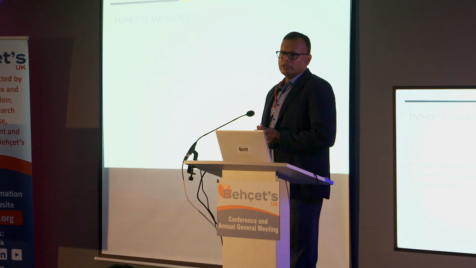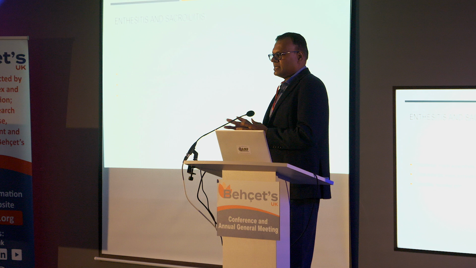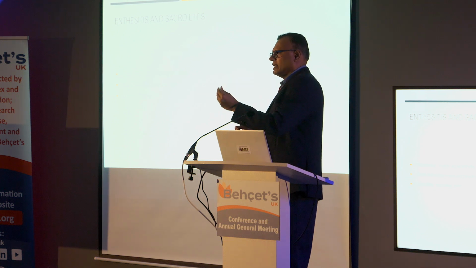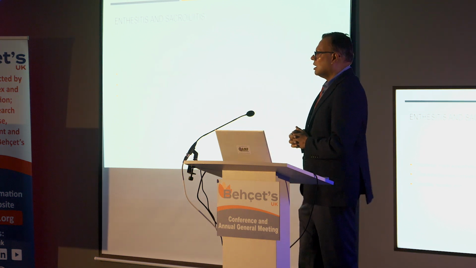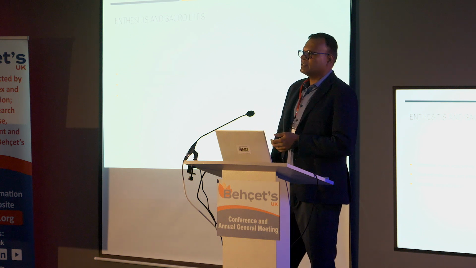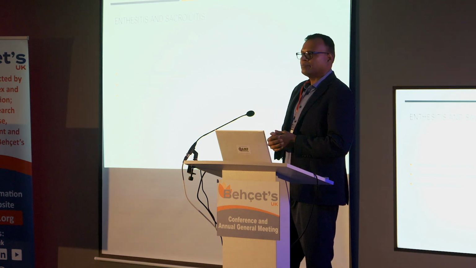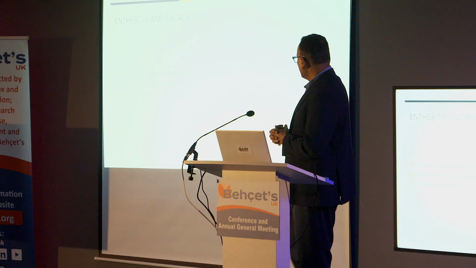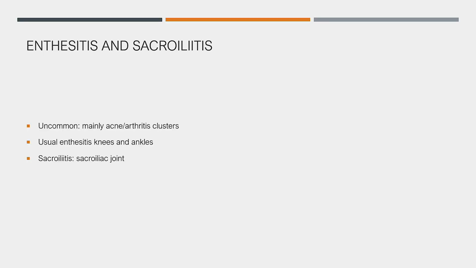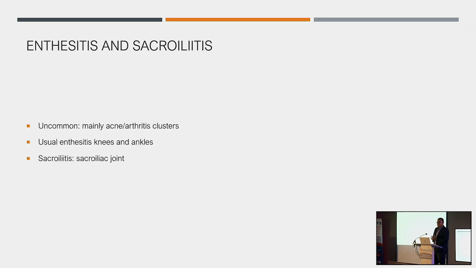Other areas where you can get inflammation in the enthesis, where the ligaments and tendons attach to the bone, are the front of your knees, below your kneecap, below the patella. And the other area is the ankle, and also you can get plantar fasciitis. So these things can be present as a manifestation of Behçet's. Sacroiliac joint involvement is very uncommon. We occasionally see people who have inflammation in the spinal joints and sacroiliac joints, but not very common.